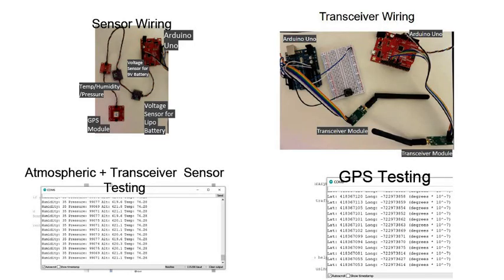The top 2 images here show the sensor wiring on the left and how we wire up the transceivers on the right side. The bottom shows some of our testing from different sensors, including our atmospheric breakout, as well as getting longitude and latitude values from our GPS.